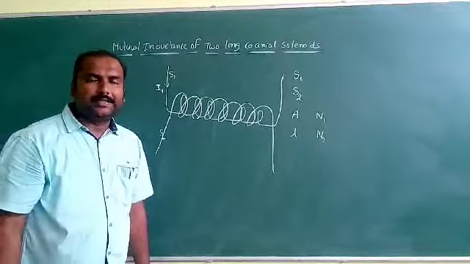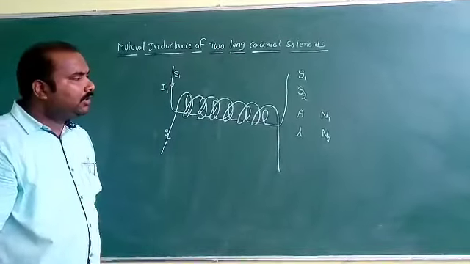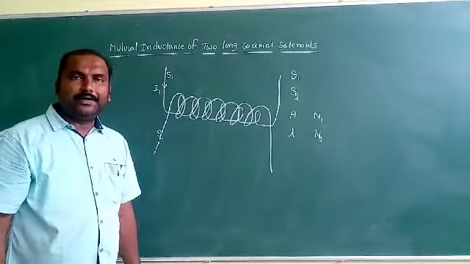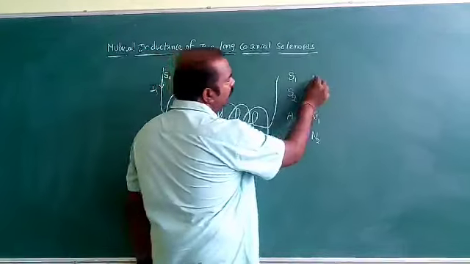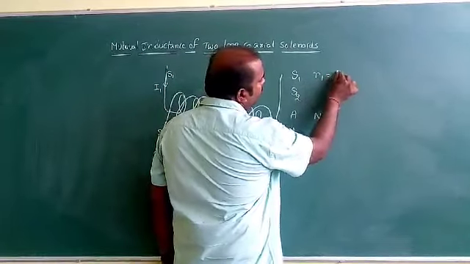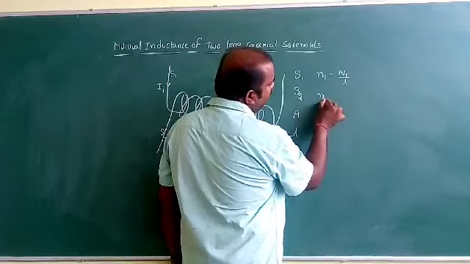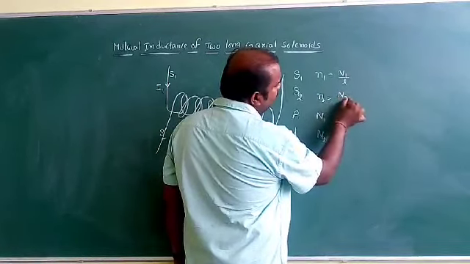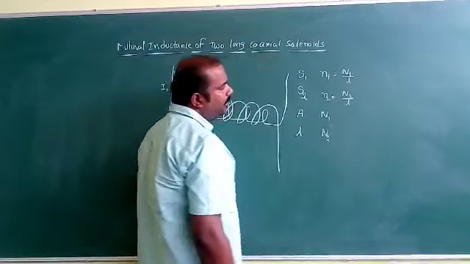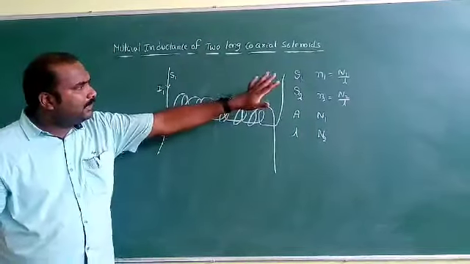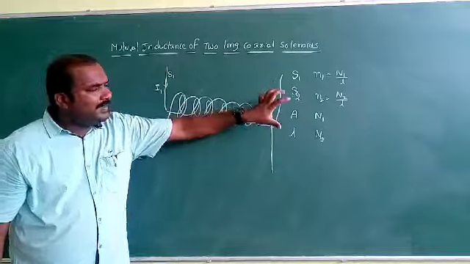N1 is the total number of turns in solenoid 1, and N2 is the total number of turns in solenoid 2. Now n1 is the number of turns per unit length of solenoid 1, and n2 is the number of turns per unit length of solenoid 2. Like this, you must know the basic terminology.